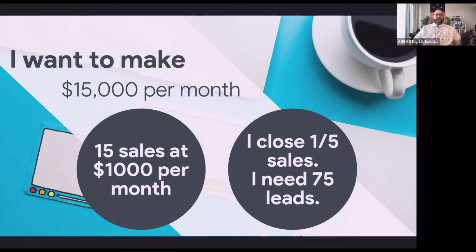If I need $15,000 per month, and I need to get that many people in, then I've got to work out that it's going to cost me more to get more people interested on Facebook than what it would be to get them into the shop.